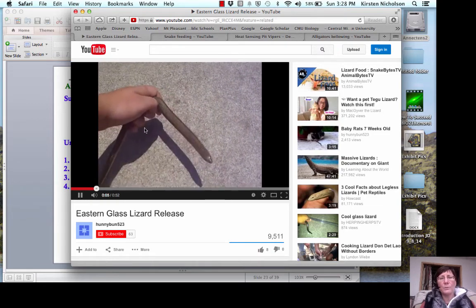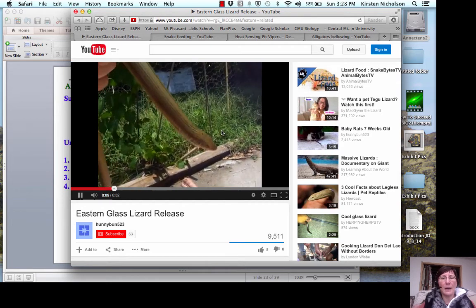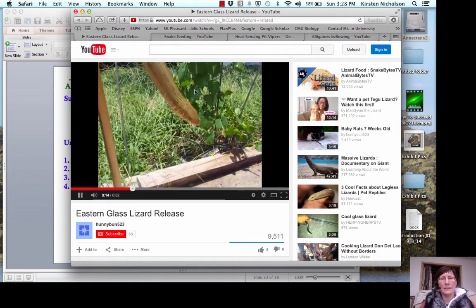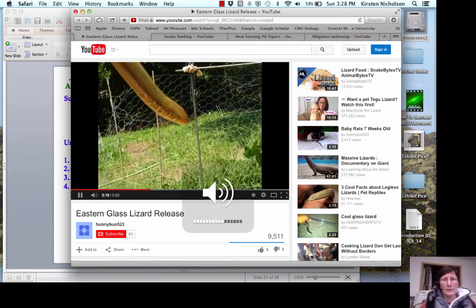Now you would easily know, once you picked this up, whether it was a legless lizard or not, because you would see its eyelids opening and closing, and you would see the external ear opening on the sides of its head. I'm going to turn this down a little bit.